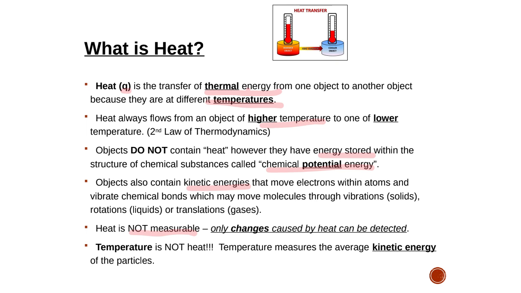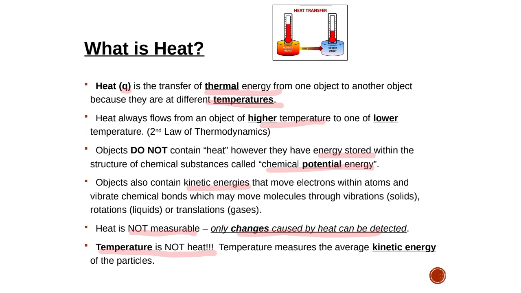Heat is not measurable. You cannot measure heat directly. You measure it indirectly through changes caused by heat. And temperature is not heat. A lot of times students think that taking the temperature of something will tell you how hot or cold it is. Well, that is true, but that is not heat.